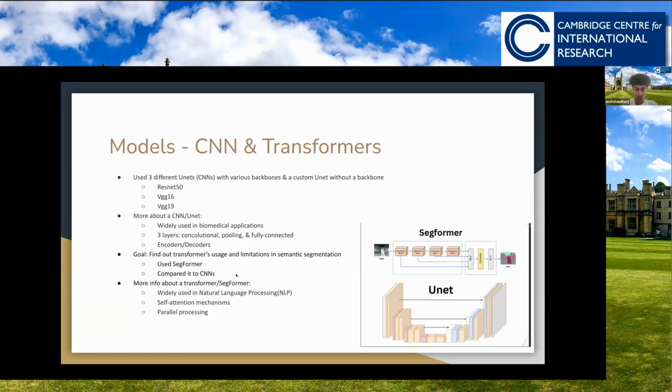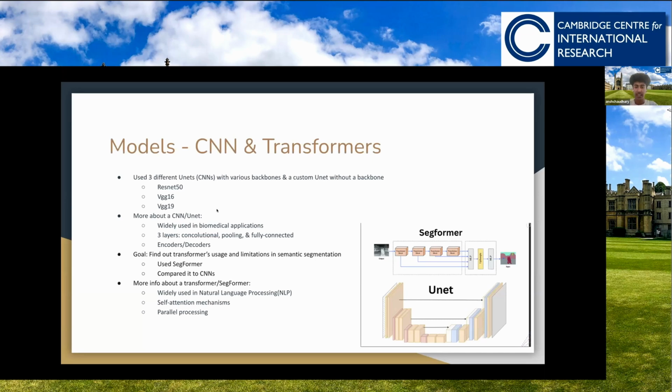So I employed two models here. The main model I'm testing here is the Sigformer, which is a transformer. Transformers have not been used very much in this field of semantic segmentation. It has mainly been used in NLP. But to give some more information, I used three different UNets with various backbones to get a good understanding of the comparison between the transformer and the UNet. But I also had a UNet without a backbone, which we modified by changing the layers.